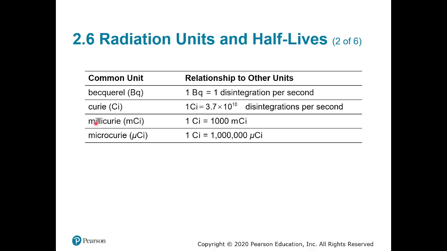All right, and so these right here are the different units we've talked about so far, and their relationship to the other units. So a becquerel is 1 disintegration per second. A Curie is 3.7 times 10 to the 10th disintegrations per second. A millicurie is 1,000 millicuries to a Curie, and a microcurie is 1 million.